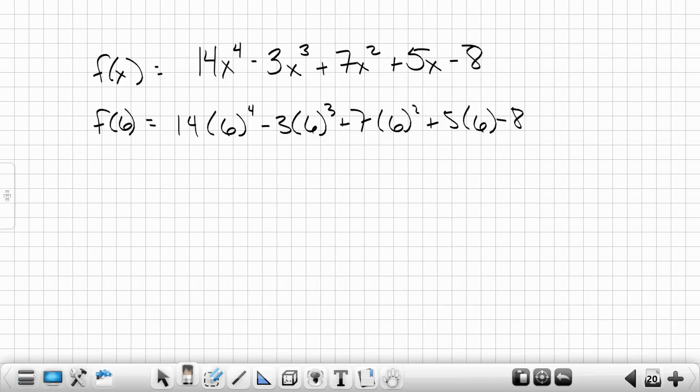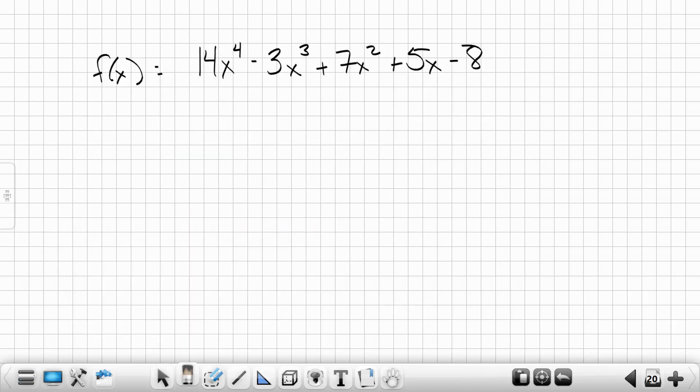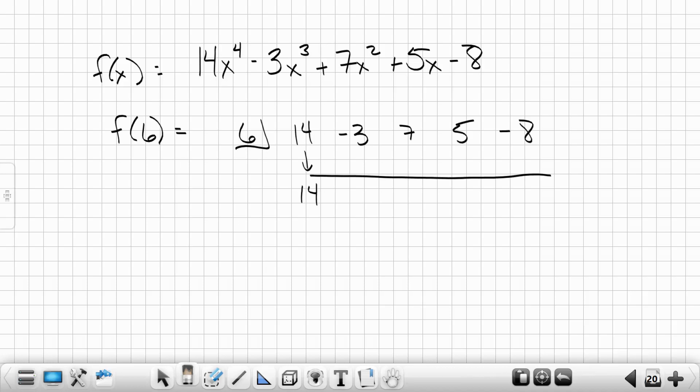And it sucks. Especially, the big thing that sucks is 1,296 times 14. I don't want to do that. You guys are reaching for calculators at that point. So what I could do, this is called synthetic substitution, and it is the exact same thing as synthetic division. If I wanted to find out what f of 6 is, I could go 6, 14, negative 3, 7, 5, negative 8. That sucks, but it's not 1,296 times 14.